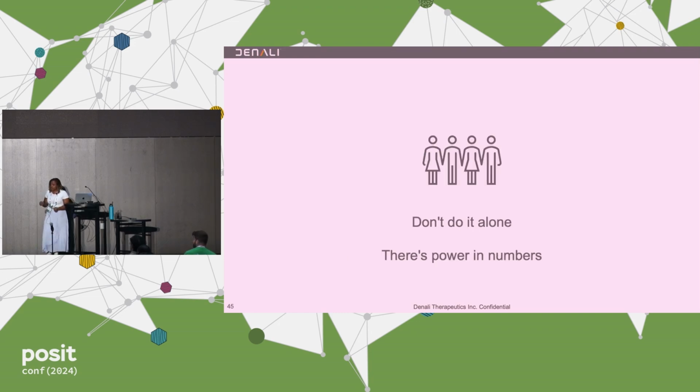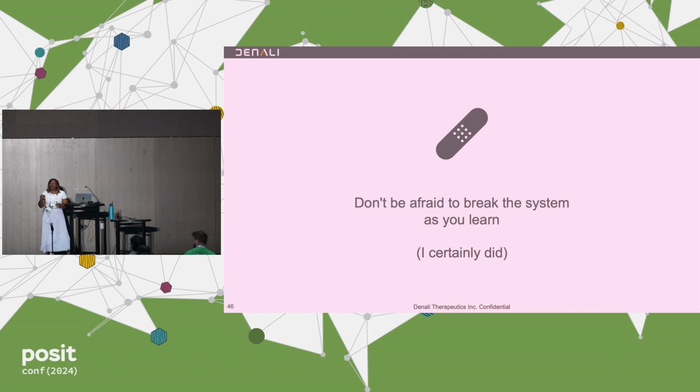Don't do it alone. There's definitely power in numbers. For me, it's only two of us, me and Thomas. But if it was just me, I don't know where I'd be right now. I probably wouldn't be on this stage. So definitely have a battle buddy, at least one. Don't be afraid to break the system. I did a couple of times, and it got fixed, so don't worry about it.